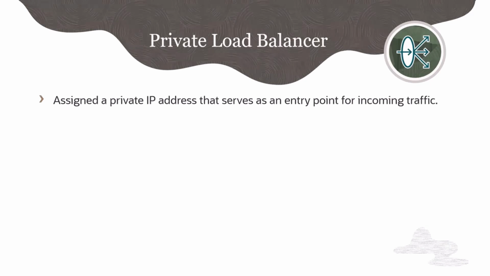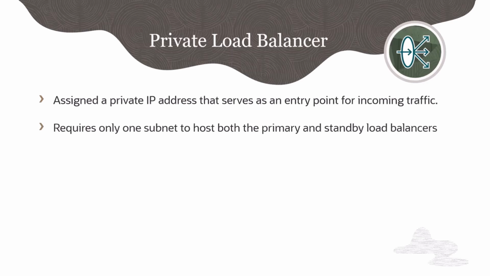And when you create a private load balancer, because it is created in a private subnet, it will be assigned a private IP address. And that private IP address is going to serve as the entry point for the incoming traffic. Now, unlike public load balancer, private load balancer requires only one subnet to host both the primary and standby load balancers. Because it is a private load balancer, it is isolated from the internet, so it will be accessible only from within the virtual cloud network that contains the host subnet.